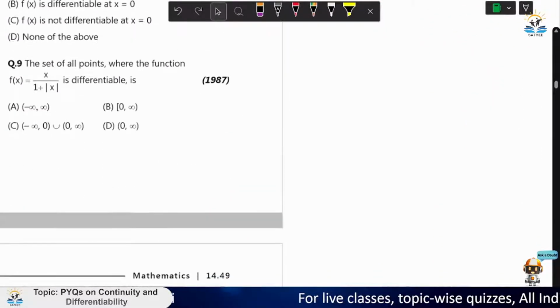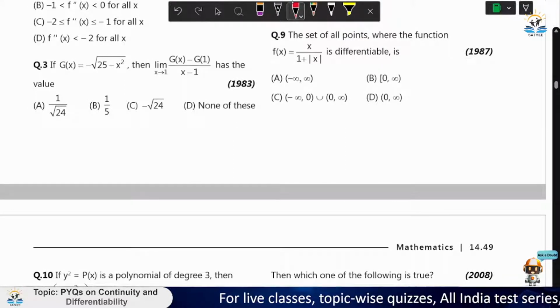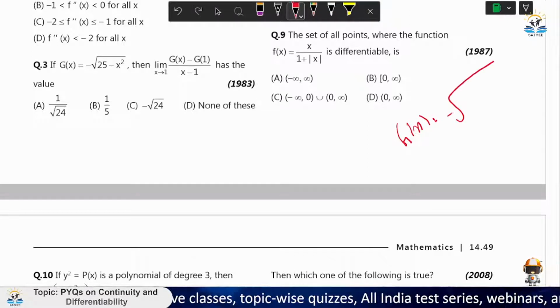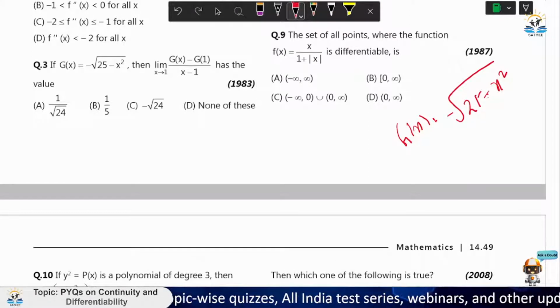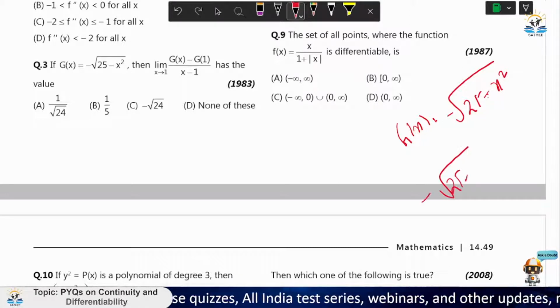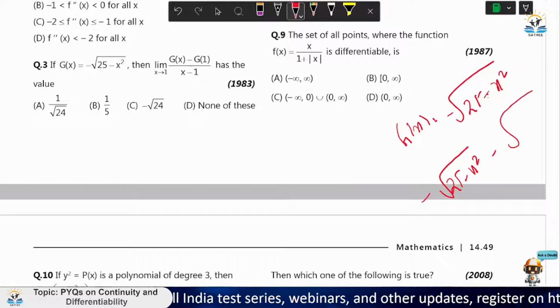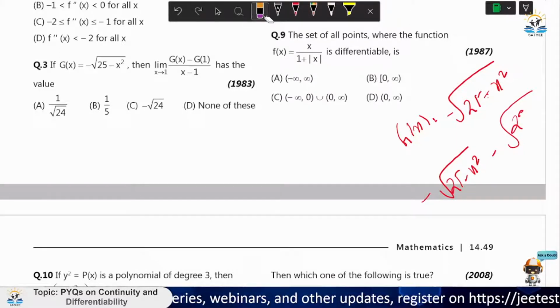Let's do the third one. If I'm given g of x equals minus root of (25 minus x square), now I have to calculate this, right? So minus times root of this, minus g of 1. g of 1 is root of 24.